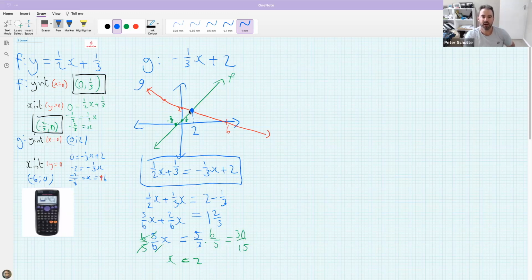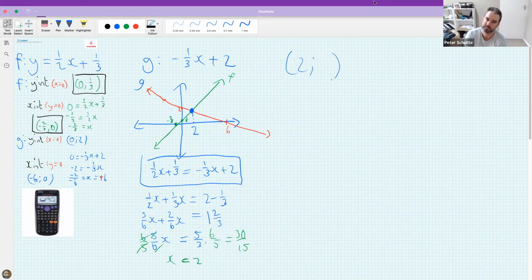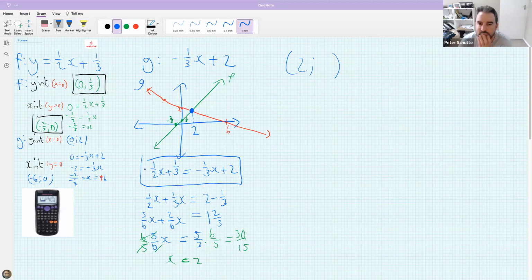Okay, now I want to know what is the y value that goes with the x of 2. So you've got the x coordinate of the intersection point, but now I want the y value. How are we going to find a y value?